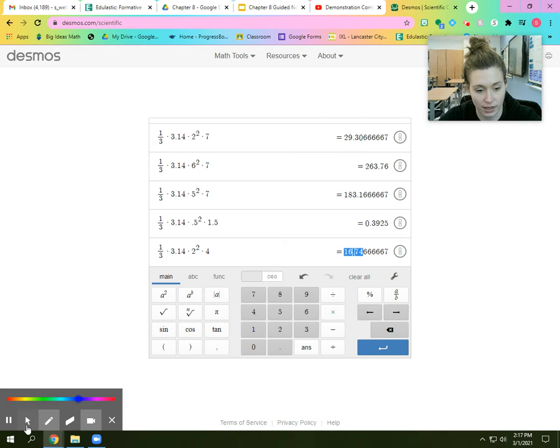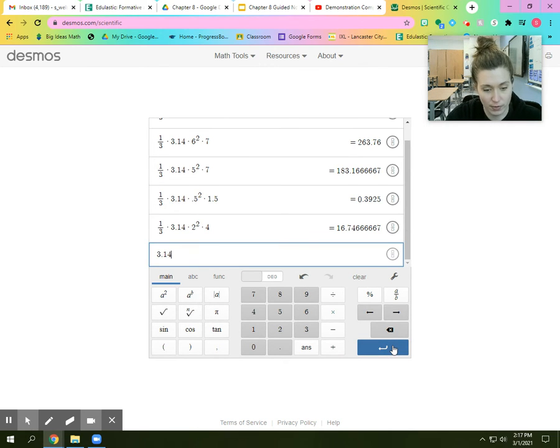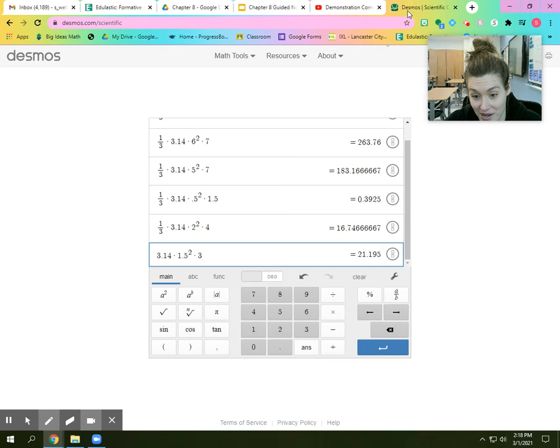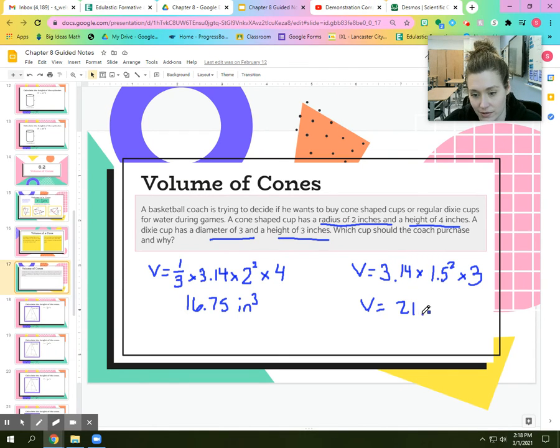So we plug that into our calculator. All right, so I've got pi, 3.14, times the radius, 1.5 squared, times the height, 3. And that gives us 21.195. Nearest hundredth would be about 21.20. So volume equals about 21.20 inches cubed.